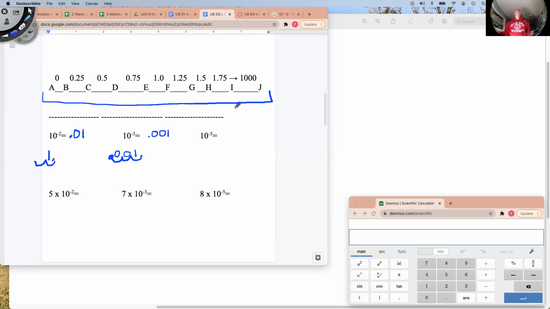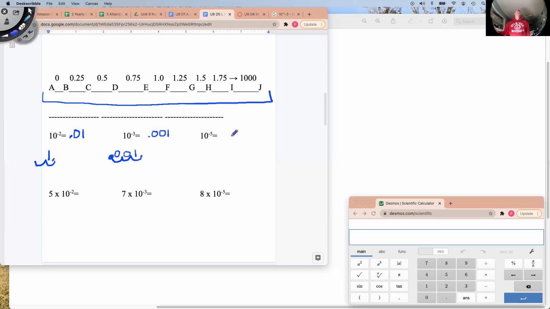What letter would this fall under, ladies and gentlemen? Where would the number 0.001 be? That's right. It's going to be between the 0 and the 0.25. This is a number. It's not a negative number. It's between 0 and 0.25. It's 0.001. It would be right next to the 0. It would be super duper close.